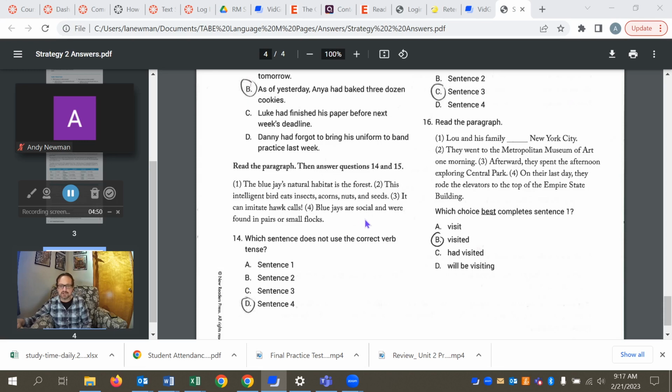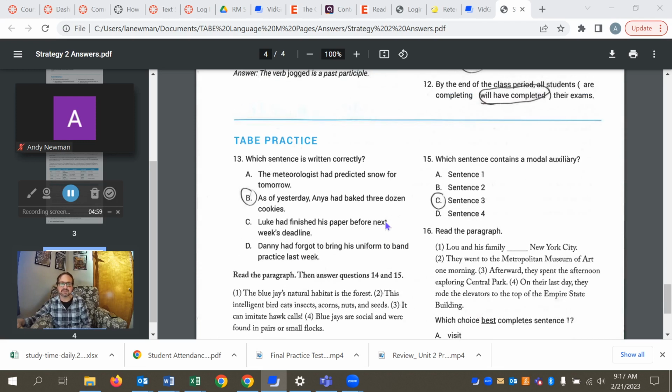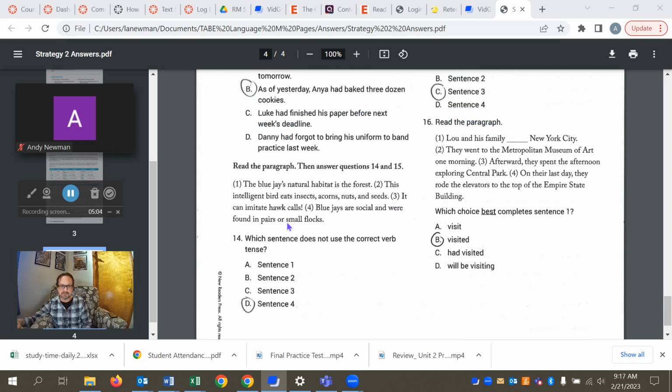"Blue jays are social and were found." So we have present tense and past tense mixed incorrectly there within the sentence. 15, which sentence contains a modal auxiliary? We'll go back to this question, and it's sentence 3, "it can imitate," showing a possibility or the ability to. And then lastly, 16, which choice best completes sentence 1? It's "be visited," to keep everything in past tense in the way that the paragraph has already established.